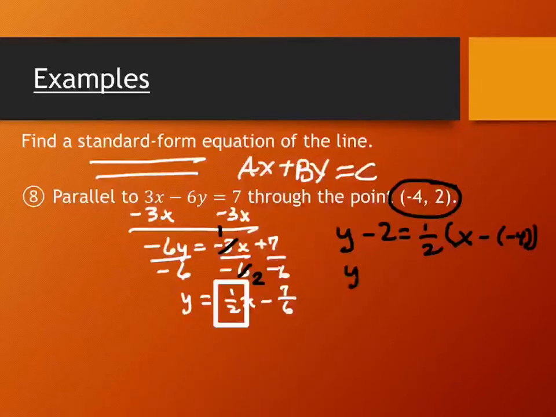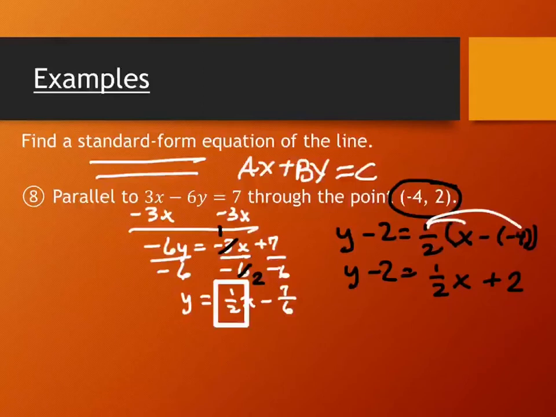So I have y minus 2 equals, we will distribute the 1/2 through. So 1/2 times x is 1/2 x. And then the 1/2 over here, minus the negative 4 would be plus 4. So I've got 1/2 times 4, which would be positive 2.